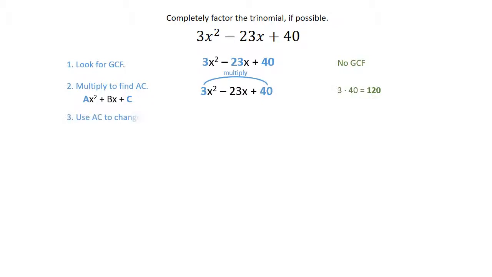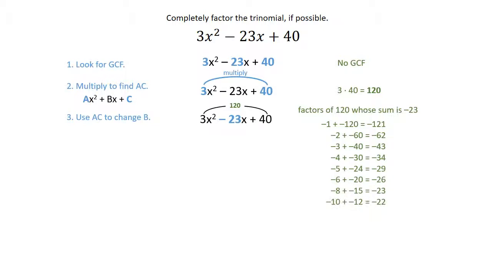And when you do that, you get a positive 120. Now we're going to use that AC to change B, to change that middle number. So we've got the expression. We have a 23 right now in the middle, and we'd like to break that apart into two numbers instead of just the negative 23. So we're going to use the 120 that we found to do that. So you can look in a calculator in your table feature, or you can make a list yourself, but you're looking for two factors of positive 120 whose sum is negative 23. So we're going to look at combinations of negative factors and see what happens.